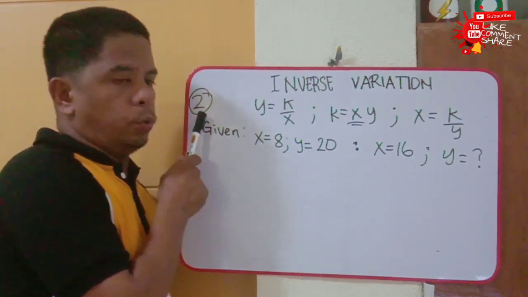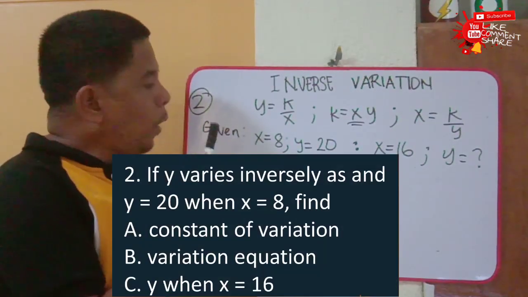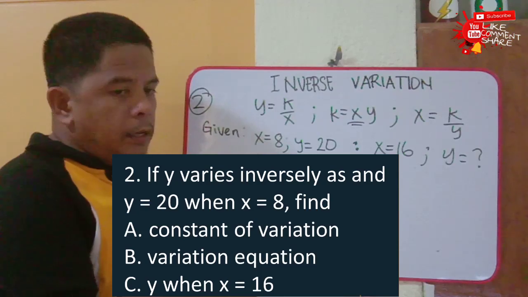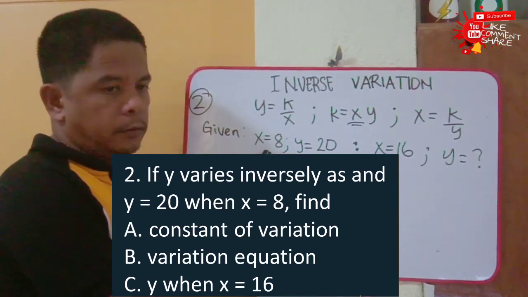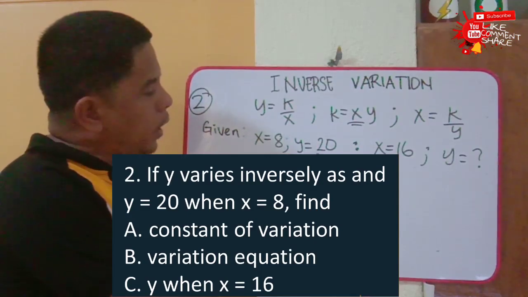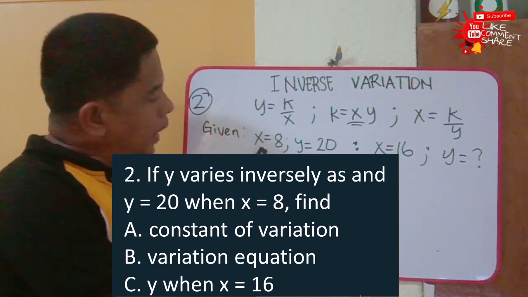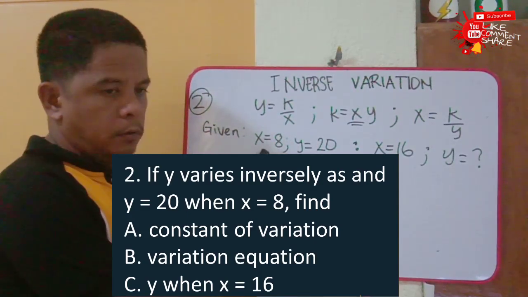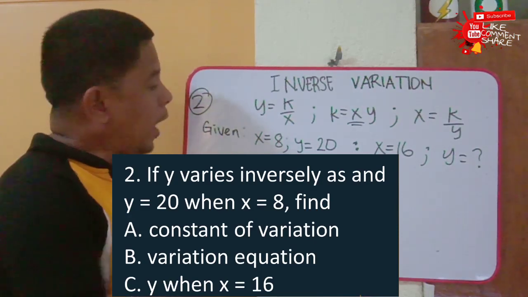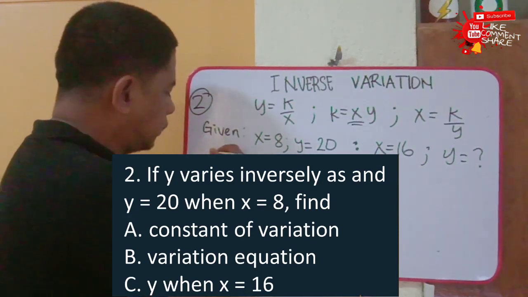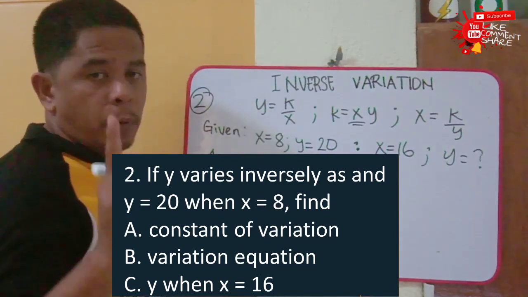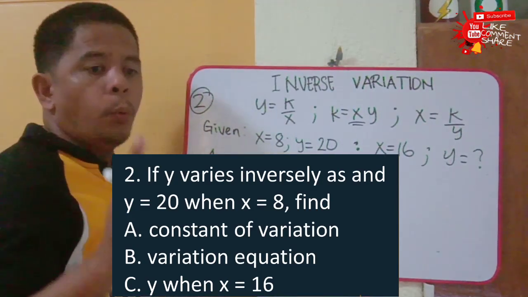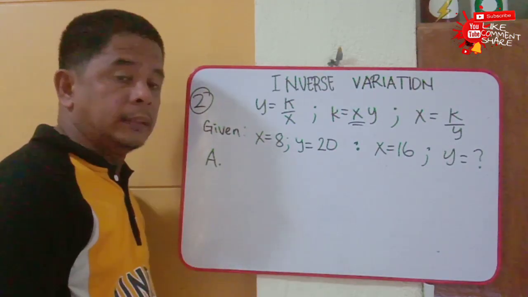Example number 2. If y varies inversely as x, when y equals 20, when x equals to 8. Question, what is the constant variation? What is the variation equation? What is y when x is 16?